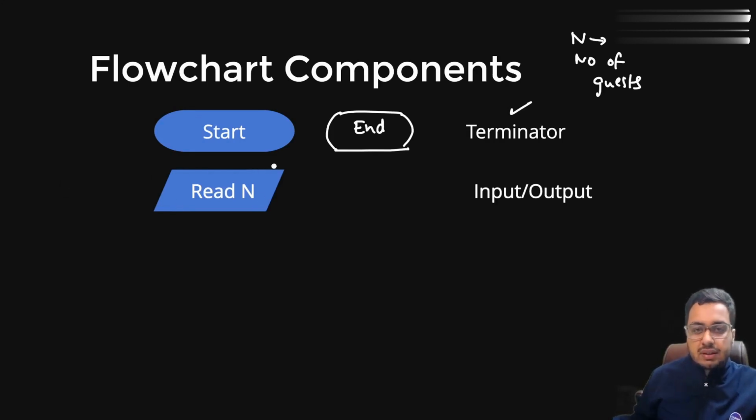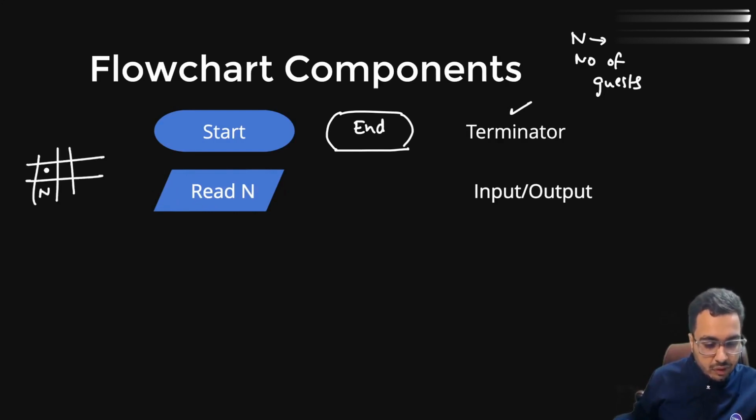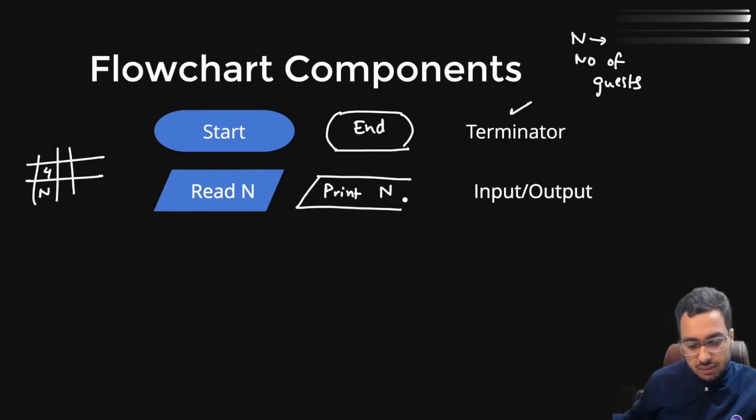The way to depict the read statement is by using this box in the shape of a parallelogram, and we say read the value of n. So this will create a bucket inside RAM, and for example, there are 4 guests, so this bucket will store the value 4. Similarly, if you want to print something, you can say print the value of n. This kind of box, which is in the form of a parallelogram, is used for input and output.